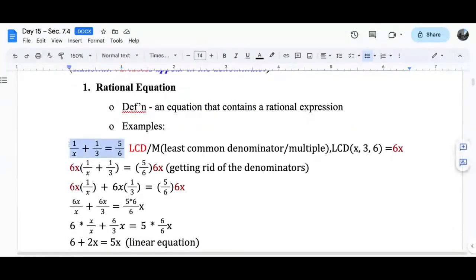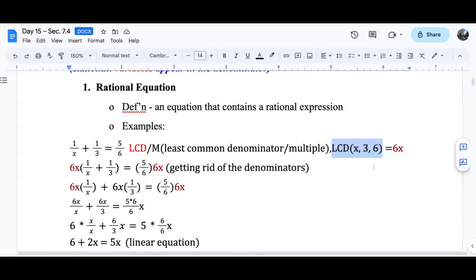So let's see this one. 1 over x plus 1 over 3 equals 5 over 6. A simple way to deal with rational equations is to find the least common denominator. In this case, we have 3 denominators: x, 3, 6. So we want to find the least common denominator. Basically, it's the least common multiple of those 3 things. So what is it? 6x.